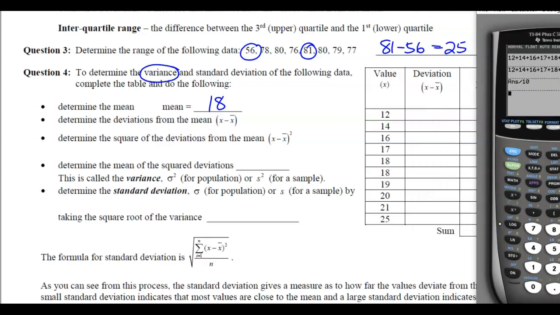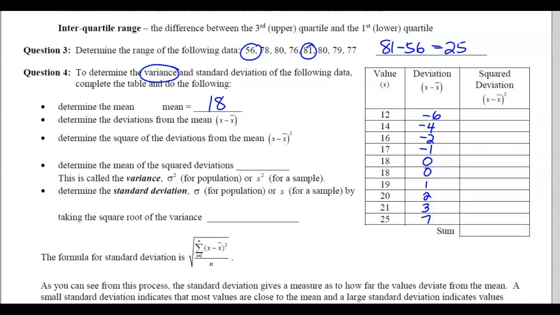Okay, then calculate the deviations from the mean. That means just the difference between your data value and the mean. So 12 minus 18 is negative 6. 14 minus 18 is negative 4. 16 minus 18 is negative 2. Put those in.